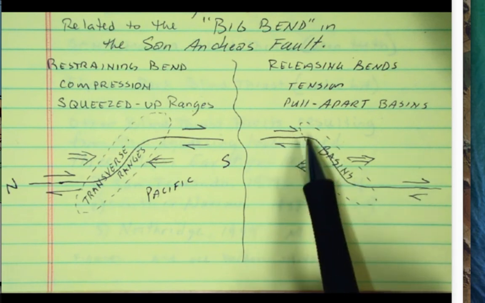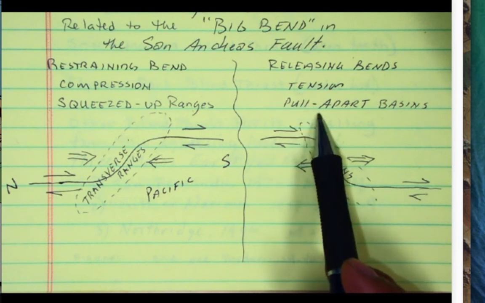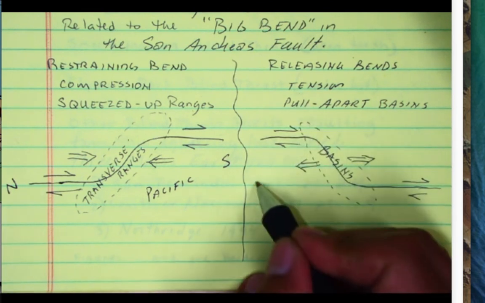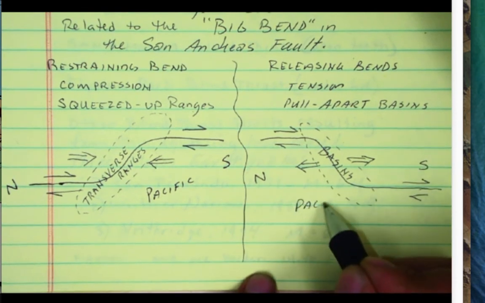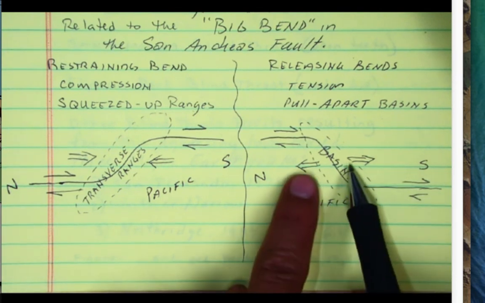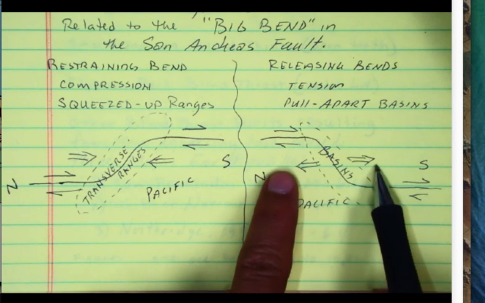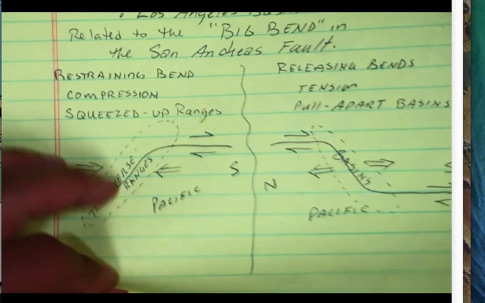And so in this case, we resulted in tensional stresses and we made pull-apart basins. So here, again, if we're looking north over here and south over here, the Pacific plate has been moving toward the north here, northwest, and so in this case we see a tensional stress, a basin that forms here. So we can form some deep offshore basins in that region there.